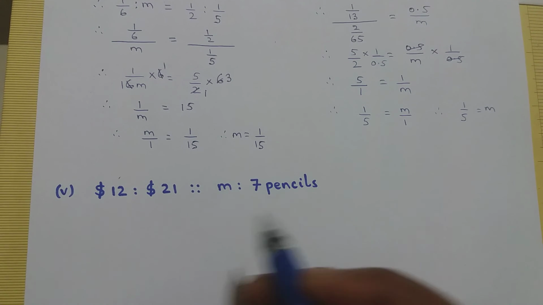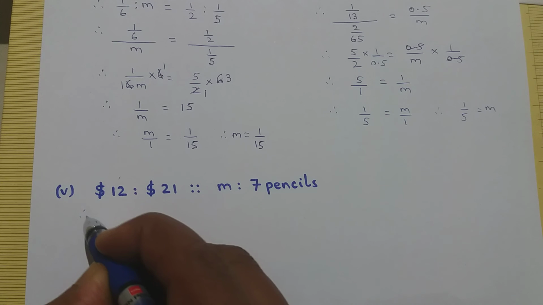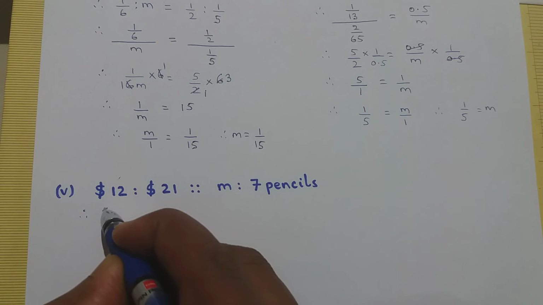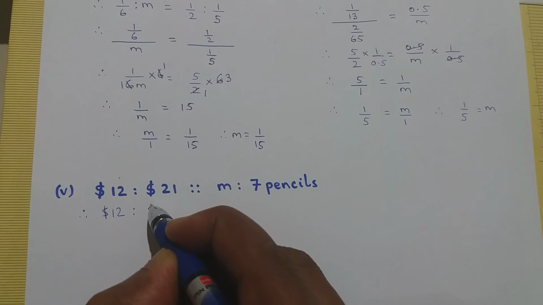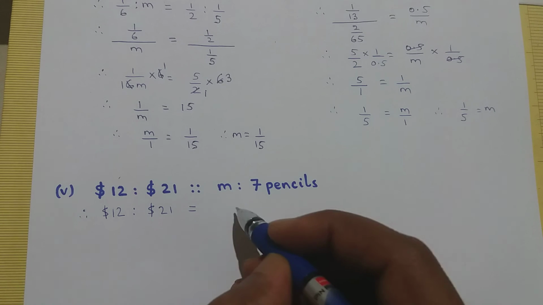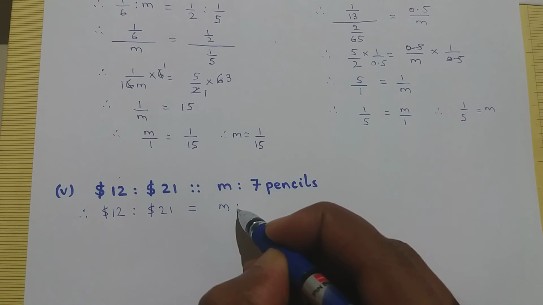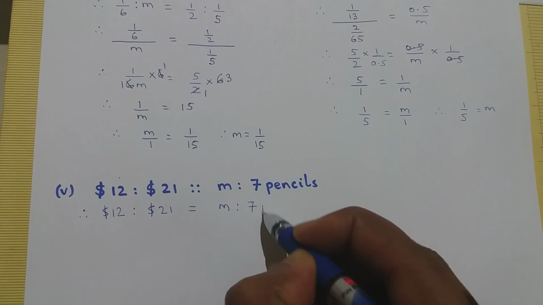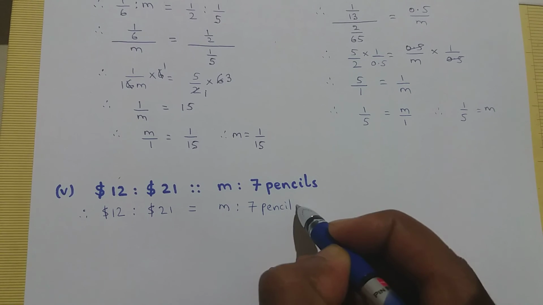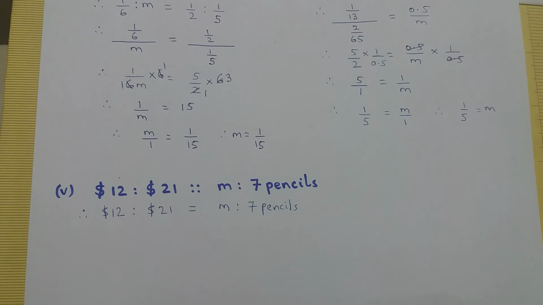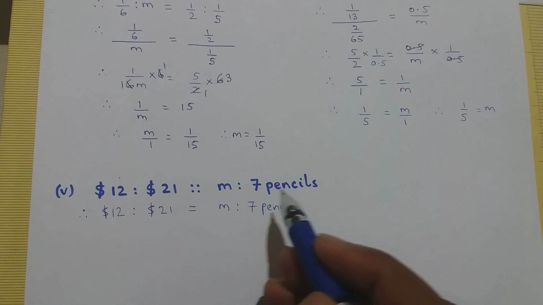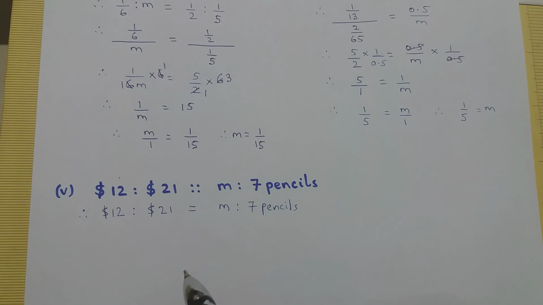Now this above expression I can write as $12 is to $21, that is equal to m is to 7 pencils. Now how can I write this above expression in this way?